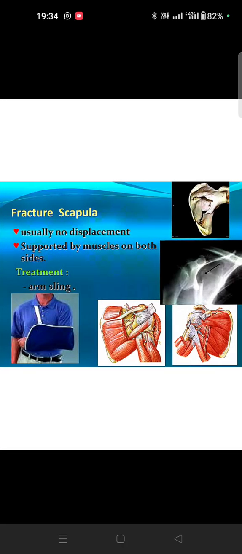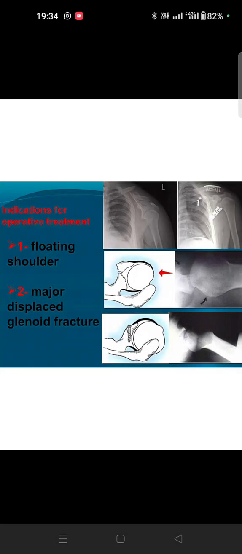So fracture of the scapula usually has no displacement, supported by the muscles on both sides. So arm sling. Then the indications for operative treatment are floating shoulder and major displaced juvenile fracture. So this is for the floating shoulder. Next, for the displaced juvenile fracture, you can see that X-ray picture.